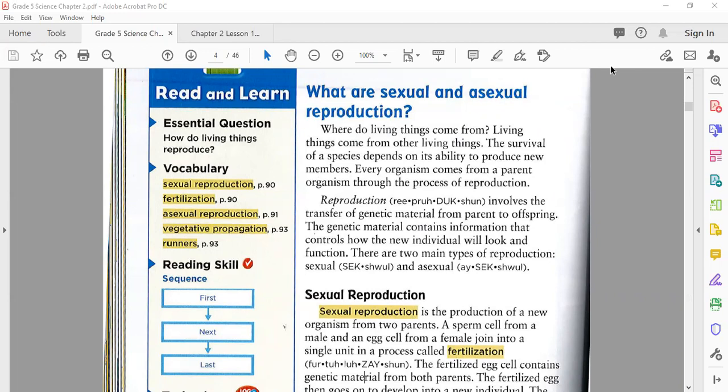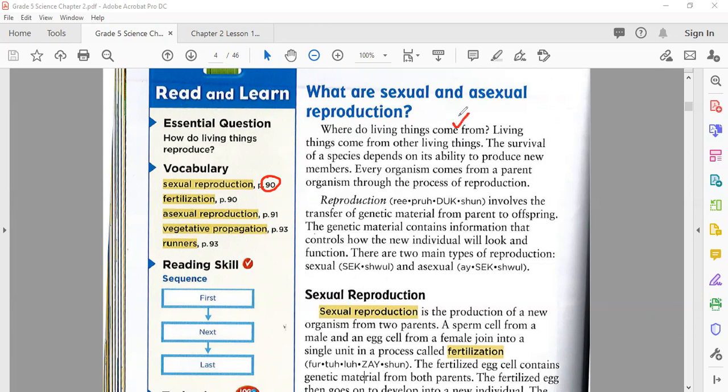That is about reproduction, in which we're going to discuss sexual and asexual reproduction, and also what is fertilization. So let's start from the beginning on textbook page number 90. Everybody needs to open your textbook to page number 90. Let's start. Where do living things come from?